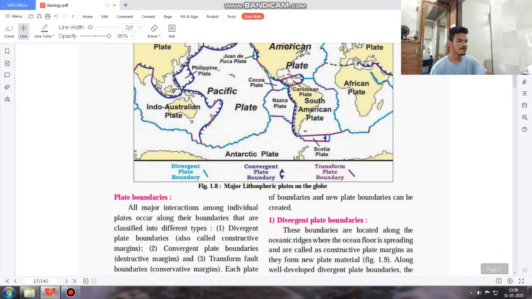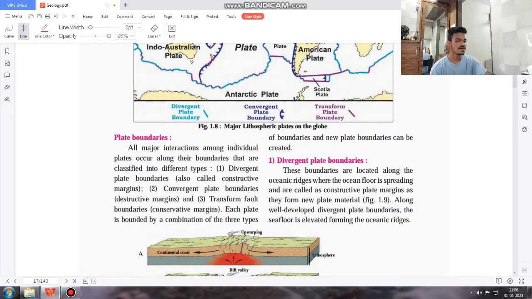Next we come to the plate boundaries. There are two types of plate boundaries: divergent, also called constructive, and convergent, also called destructive. The third one is the transform fault boundary, also called conservative, but this is not much used and not much asked actually.